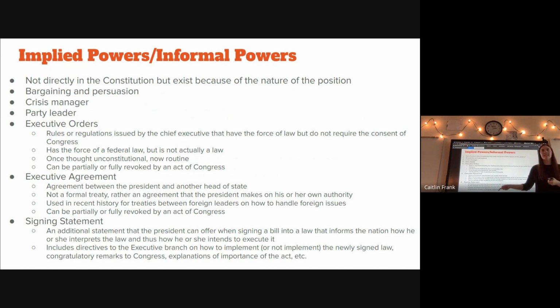And finally, signing statements. These don't really do anything in terms of changing laws. It's just the president's feeling about the law as they sign it. As they say, all right, I'm going to sign this bill into law, it's either, yes, look at how important this bill is, or I don't agree with this law, but I'm still going to sign it because of this, or this is how I think the law should be executed. So it's the president's opinion on the bill that he's signing into law.